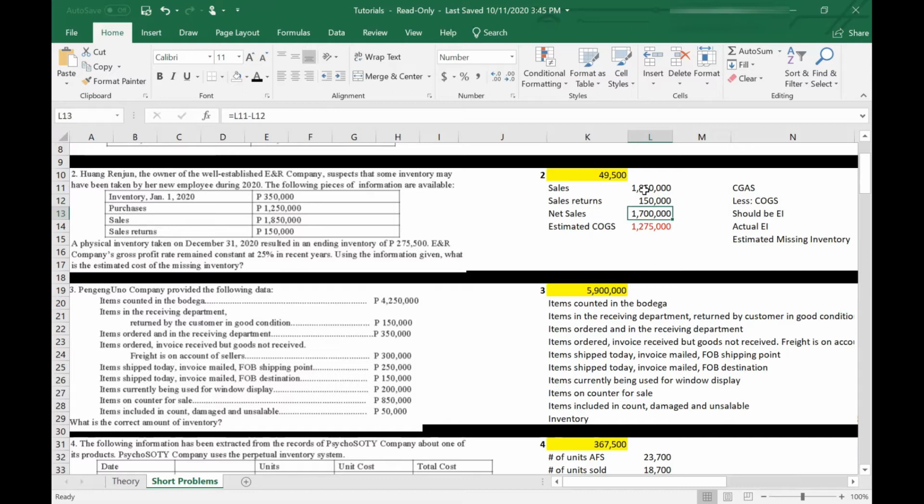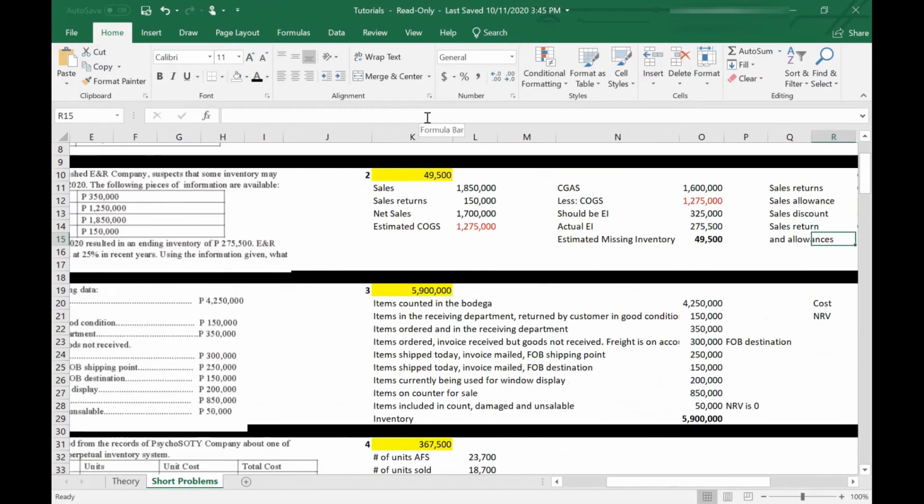Again, if the problem gives you sales discount or sales allowance, ignore that for the purposes of using the GP method. You only consider sales return or sales return and allowances. So given that your net sales is 1,700,000 and your gross profit rate is 25%, meaning this net sales amount to 100%, therefore your CGS is 100% minus 25%, 75%, which is why for our formula, it is just 1,700,000 times 75%.